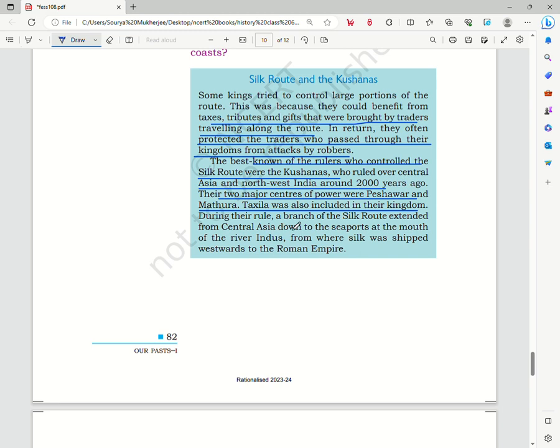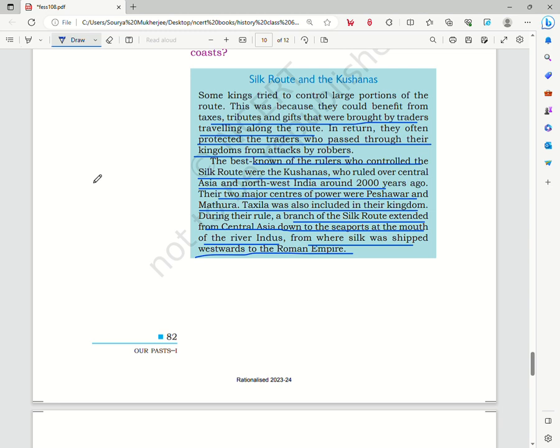During their rule, a branch of the Silk Route extended from Central Asia down to the seaports at the mouth of the river Indus, from where the silk was shipped westward to the Roman Empire. So, in this whole blue box, we learn about the Silk Route, and the rulers used to control the passage of trade along the Silk Route. The traders used to bring the rulers gifts and tributes, and in return, the rulers ensured that the traders are protected from robbers and thieves along the whole length of the route.